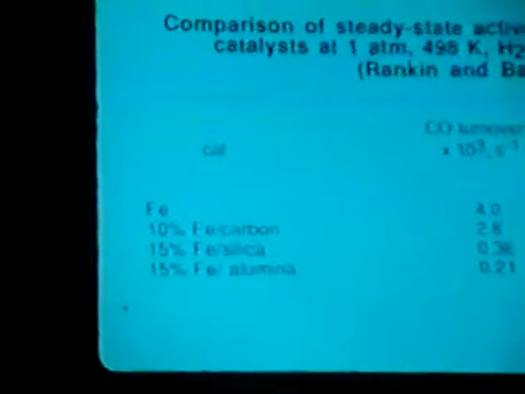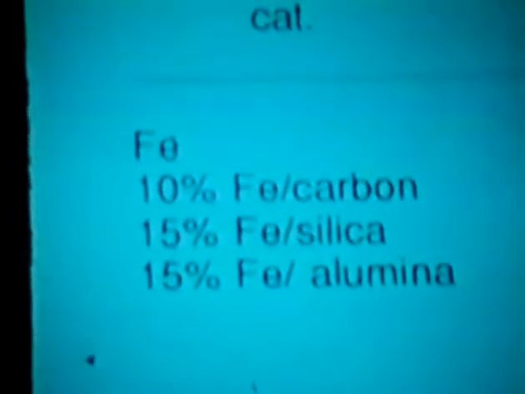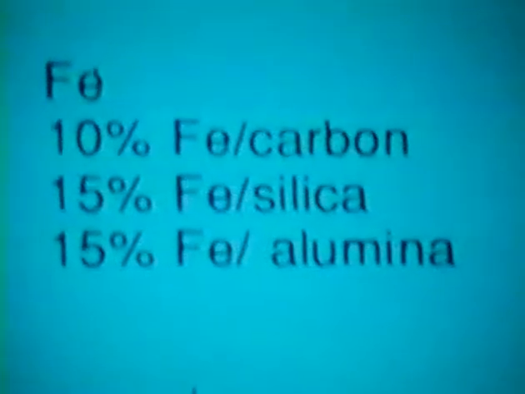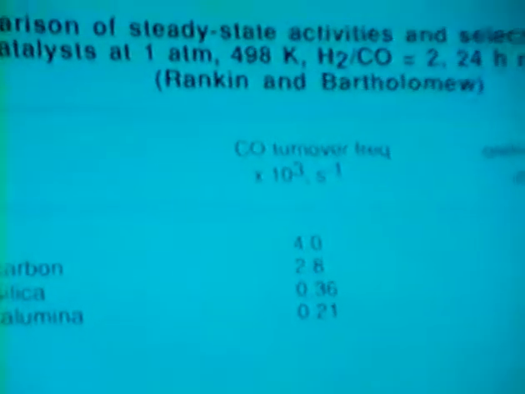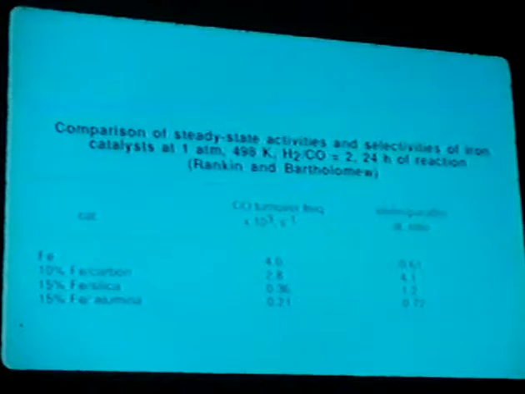Now, let's look at the effects of support. This study of Rankin in our laboratory shows the effects on activity and selectivity of changing support of iron. For example, the carbon monoxide turnover frequency decreases in the order iron, iron carbon, iron silica, iron alumina. The olefin paraffin ratio is about a factor of 10 higher for the iron carbon. Now, all of these catalysts are poorly reduced, and so we would not expect that this could be a direct metal support interaction. So could it be something like a decoration effect in which the support is acting as a promoter?